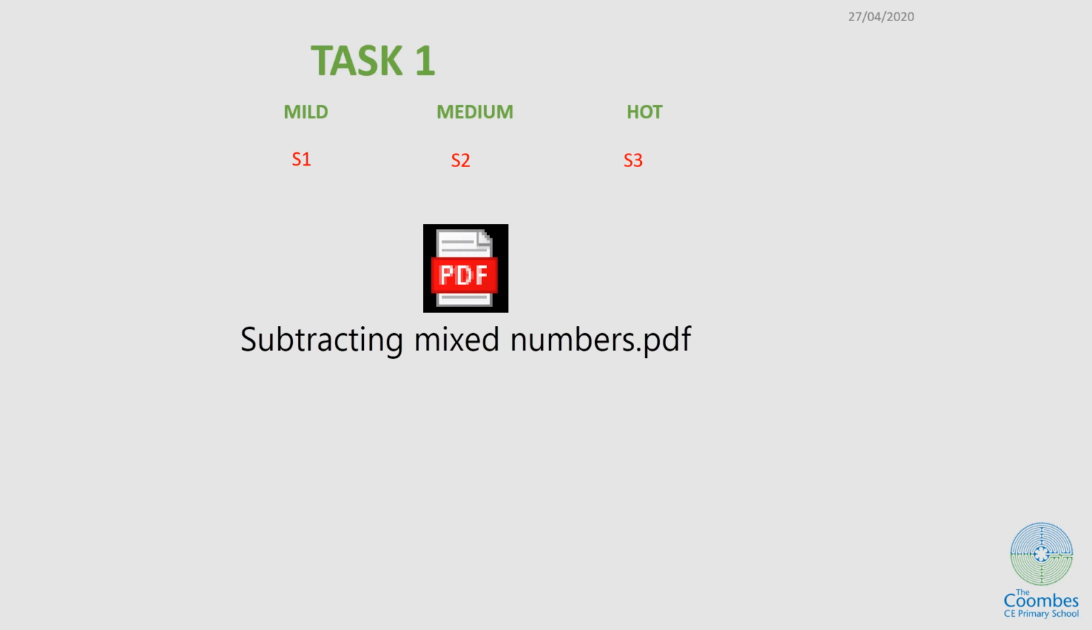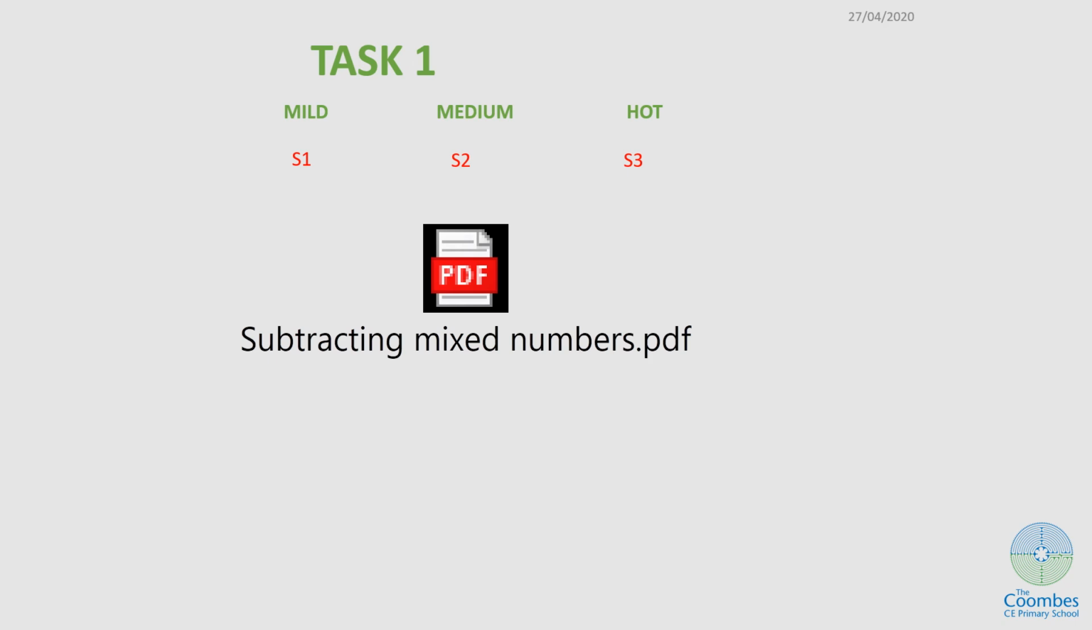Right, what I want you to do is to now pause the video here and go and do the work. The mild is S1 and it will be on page 1. The answers will be on page 2. Please do not look at the answers before doing the work. Do the work first and then go and check your answers.